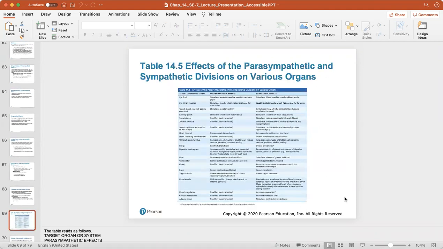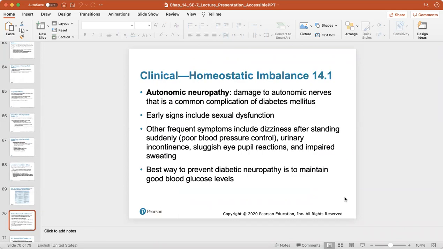So this, again, is a great chart looking at the effects of the parasympathetic and sympathetic divisions on various organs. Again, in this chapter, I mainly ask you those differences of what the parasympathetic and sympathetic does on the various organs. Some homeostatic imbalances, so some clinical significance.